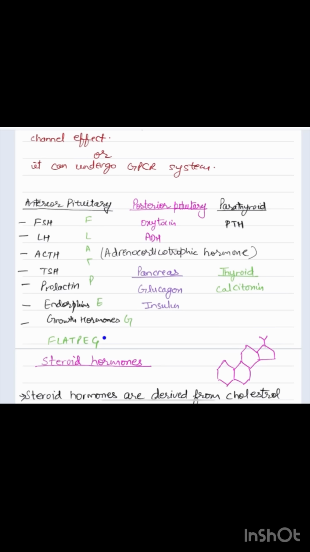Under the anterior pituitary comes FLAT PEG. This is a mnemonic to remember them. So we have FSH, LH, ACTH, TSH, prolactin, endorphins and growth hormone. In the posterior pituitary we have oxytocin and ADH, that is antidiuretic hormone. In the pancreas we have glucagon and insulin. For the parathyroid we have PTH, parathyroid hormone, and for the thyroid we have calcitonin.